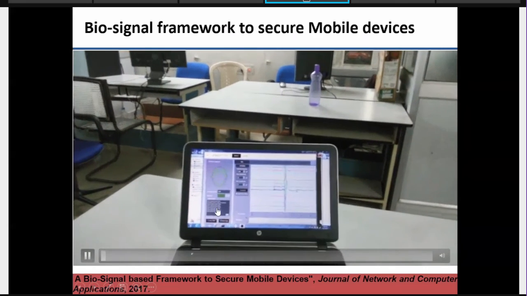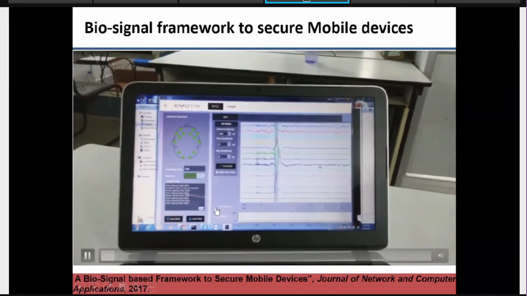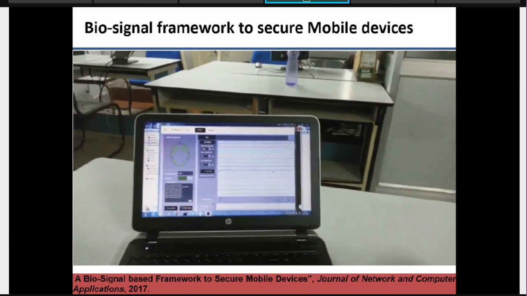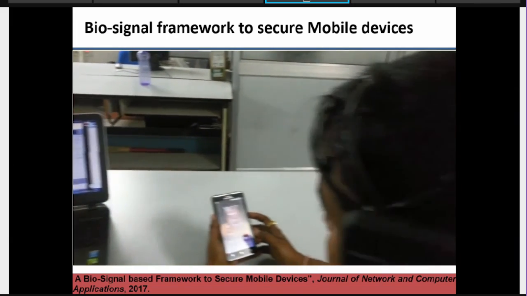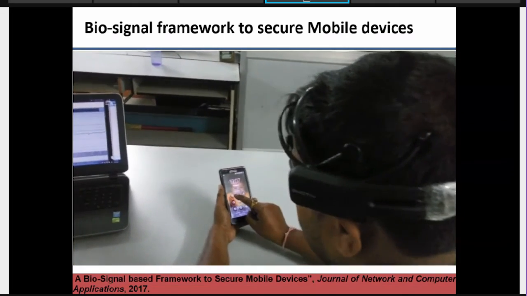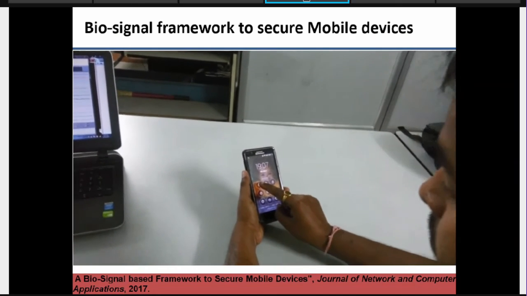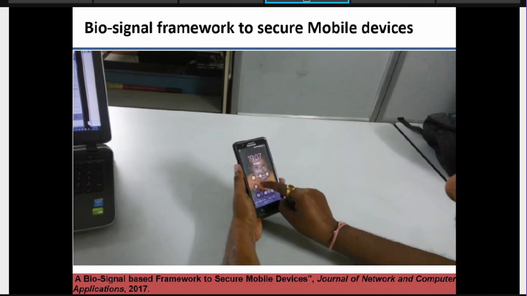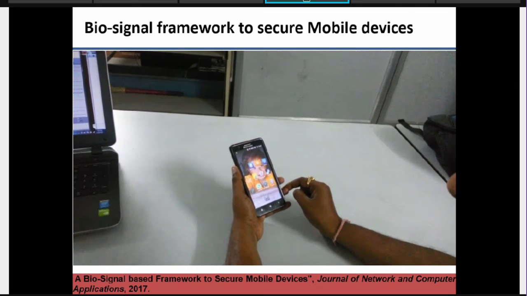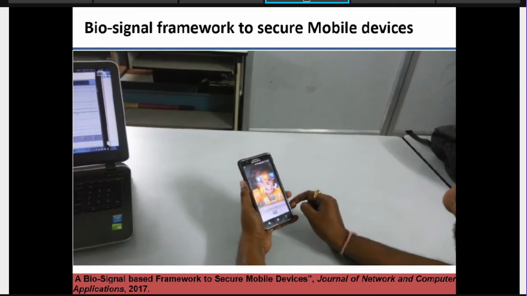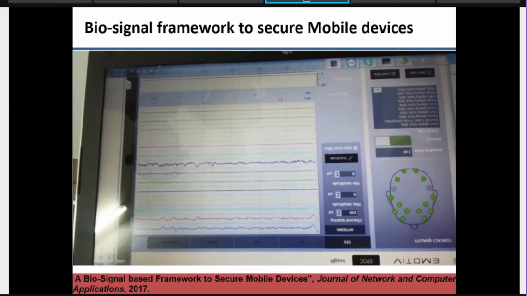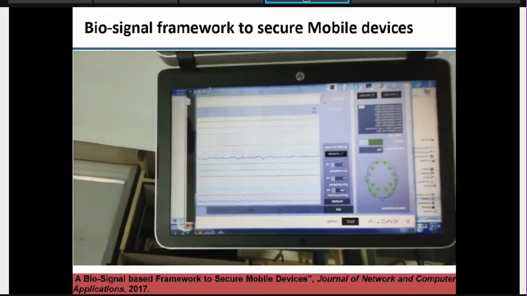So we have used, for example, when someone is using this EEG on a mobile, when he is making a pattern, ABC or XYZ, some pattern, that is the visual stimulus. Whatever pattern he is making, a Z pattern or an A pattern, if he is a genuine person, then his signals are already registered, so it will just match, and it will say that okay, it is good.